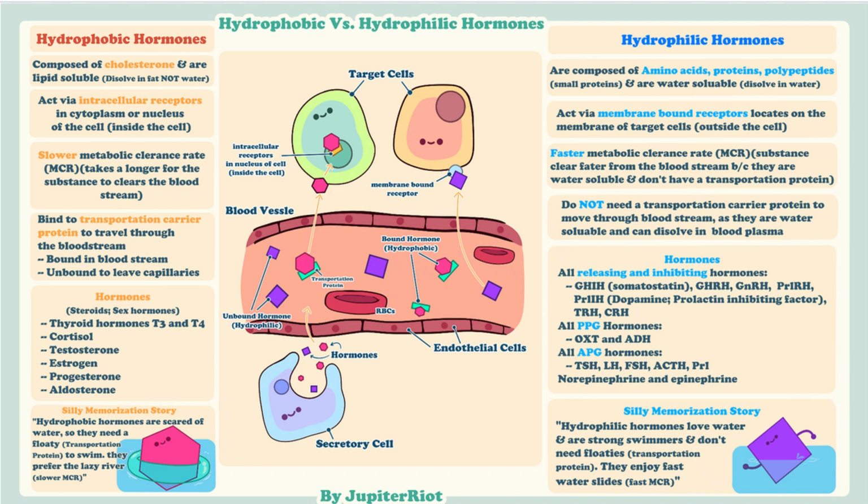Hydrophobic hormones act via an intracellular receptor in the cytoplasm or nucleus of the cell. Because they are lipid soluble, they are able to pass through the phospholipid bilayer and enter the cell, binding to the receptors on that cell's nucleus. Hydrophobic hormones are going to consist of steroids and sex hormones. So your thyroid hormones such as T3 and T4, cortisol, testosterone, estrogen, progesterone, and aldosterone.